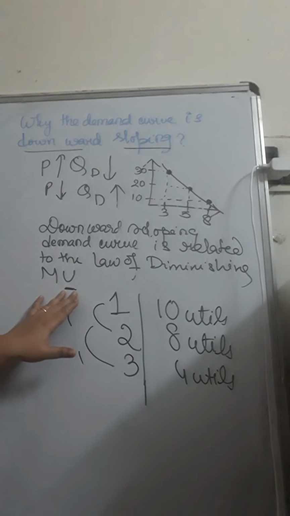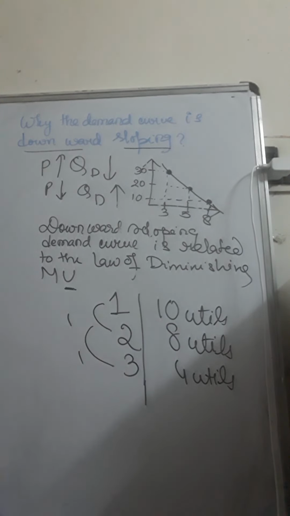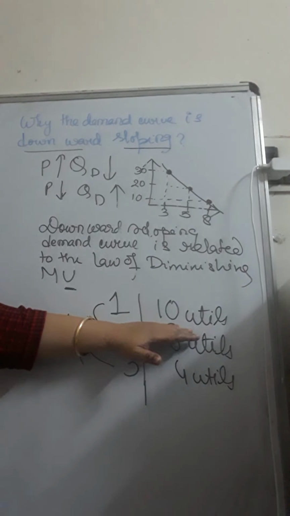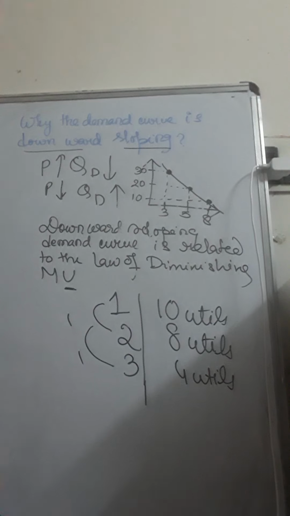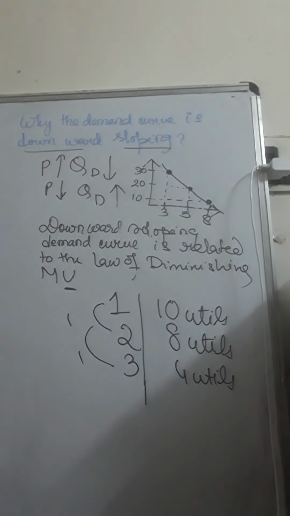So the utility theory assumes that utility can be cardinally measured. We can assign some numerical value to measure the utility. So the first glass of water gave us 10 utility. Now still we are thirsty, so we go for the second glass, and that gave us 8 units of utility. Still our thirst is not totally met. I am drinking the third glass, giving 3 units of utility.